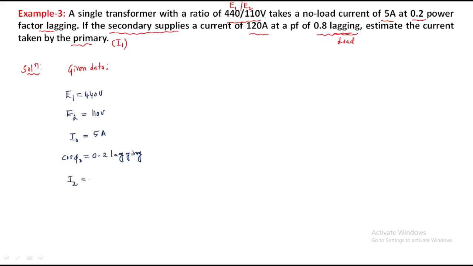Then the secondary supplies a current of 120, that is I2, which is 120 amperes. And the secondary power factor, cos phi 2, equals 0.8 lagging. And we have to calculate the value of I1. For the required formulae: for any problem, first read the problem and write down the given data. Later, the required data is I1, so we have to calculate the value of I1 only.